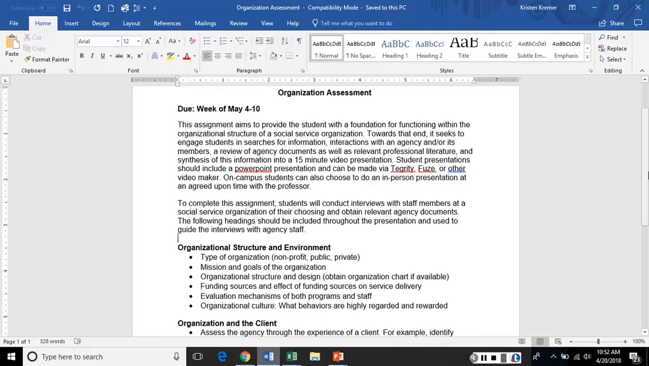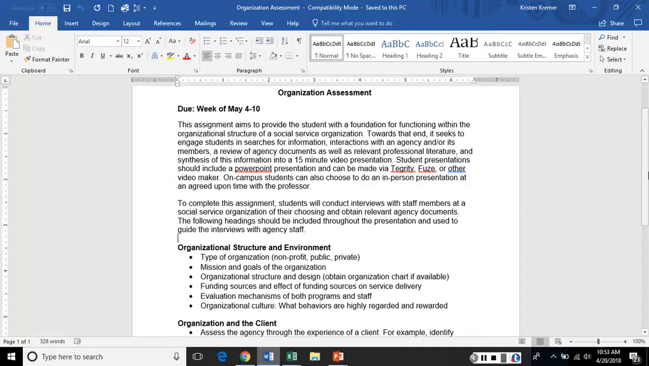You're going to get information from the website and from organizational documents. You can look at professional literature on best practices. You need to interview someone at this nonprofit. And it's going to be roughly a 15-minute video presentation. I know some people might be stressed at the idea of doing this video presentation, so there's a few ways that you can do it.